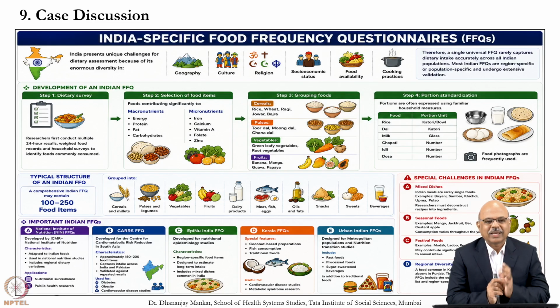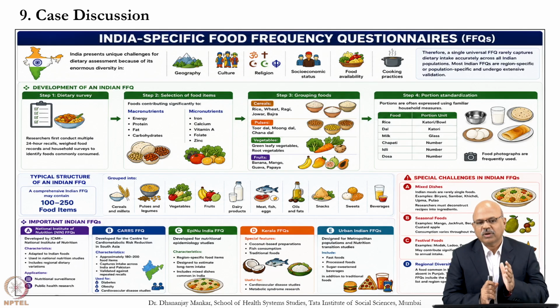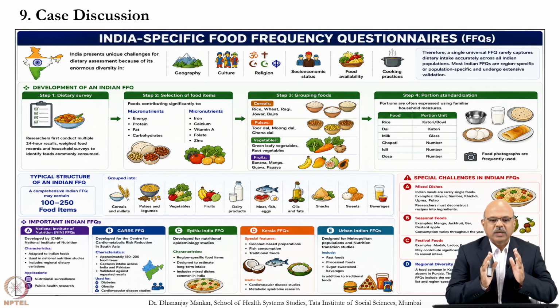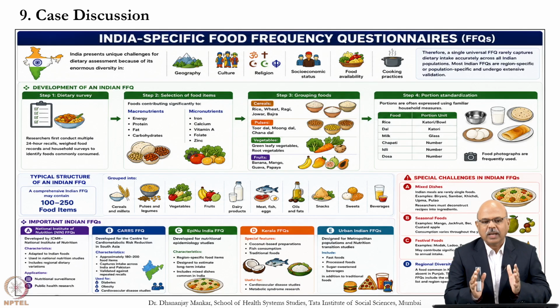Very important, the CARRS FFQ, developed by the Center for Cardiometabolic Risk Reduction in South Asia, covers approximately 160 to 200 food items, captures intakes across India, Pakistan and neighboring countries, is validated against repeated recalls, and is used for diabetes, obesity and cardiovascular disease. The EPIC-type New India FFQ, developed by nutritional epidemiological studies, is very region specific, designed to estimate long-term intake, including mixed dishes common in India, which is actually very difficult.